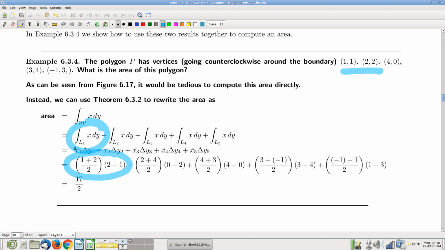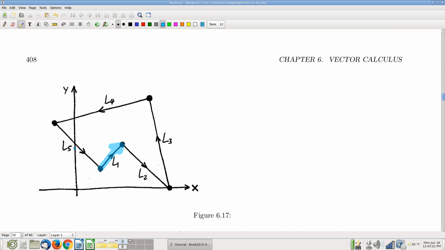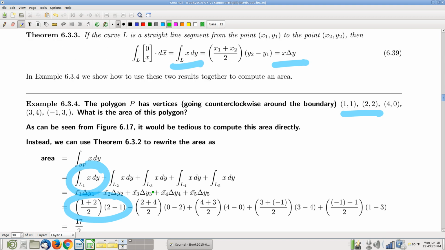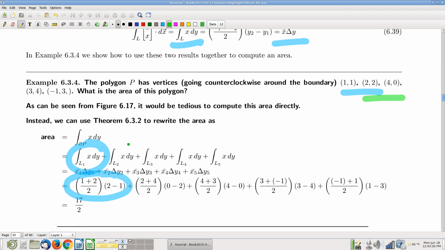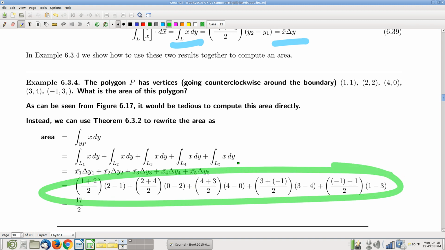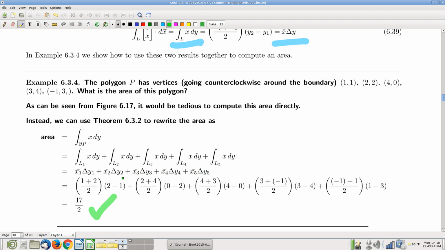Easy arithmetic. And then likewise going around the remaining edges, the next edge here, that's from (2, 2) to (4, 0). That integral computed by that arithmetic, and so on. Going on around, you add all this up. A little bit of arithmetic, a little annoying, admittedly, but it's better than your alternatives, right? And there's your answer. Very convenient. Yeah, everybody good?